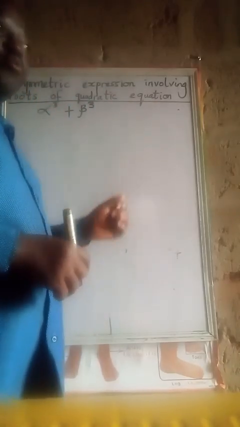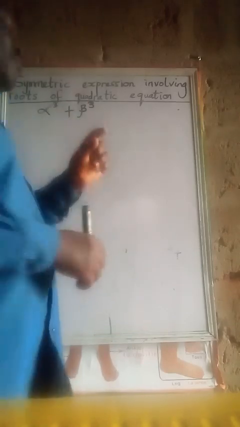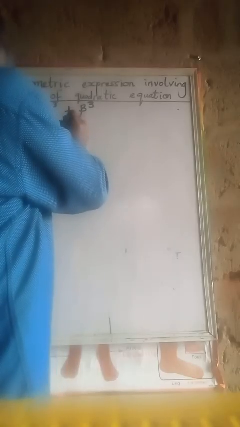Now, how can we derive an expression for this? This one also was derived from a parent expression, and that parent expression is alpha plus beta all raised to power of 3. This is the parent expression from which alpha cube plus beta cube is derived. Now, let us do this expansion. Alpha plus beta raised to power of 3.